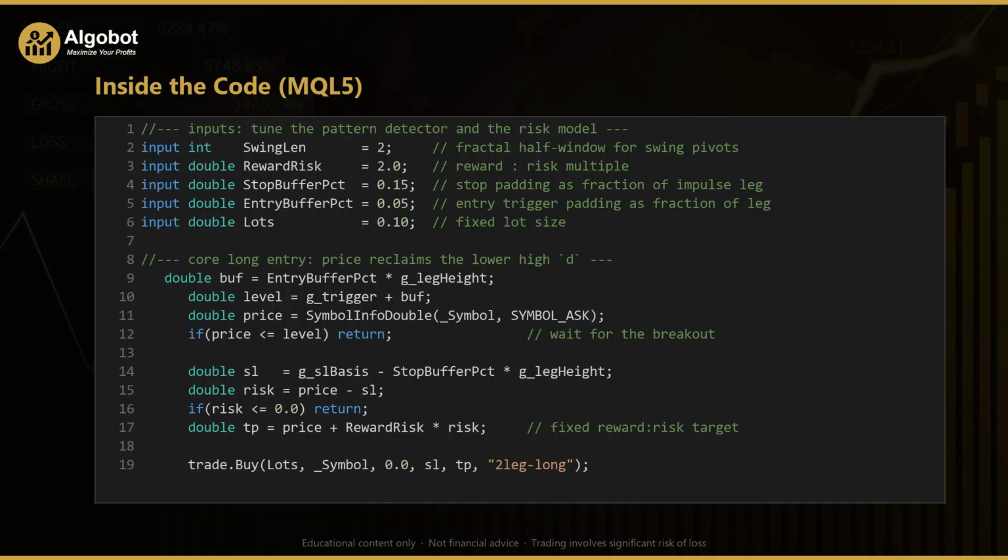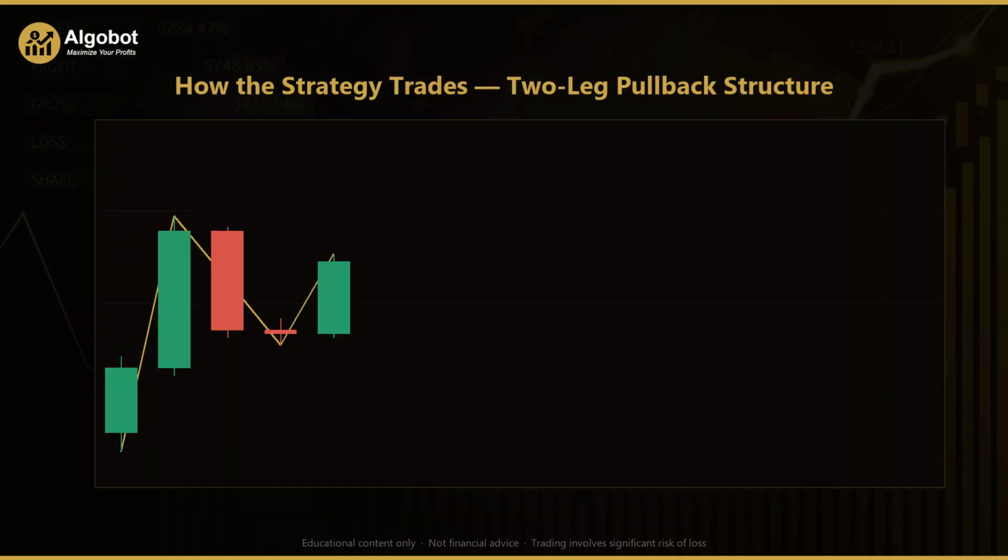The stop loss is calculated by taking the protective swing basis and subtracting the stop buffer fraction of the leg height, placing it safely beyond the last pullback low. The risk is the distance from entry to that stop, and if it isn't positive, the trade is skipped. Finally, the take profit is the entry price plus the reward risk multiple times that risk, and the buy order is sent with both levels attached. Let's watch this play out on the chart.